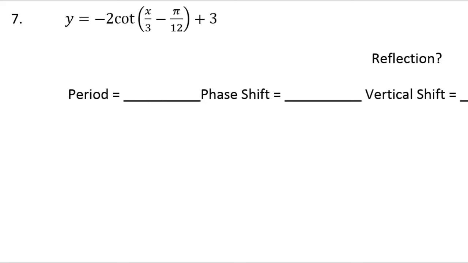In this video, I will show you how to graph a cotangent function that is reflected over the x-axis and has a vertical stretch, a change in period, a phase shift, and a vertical shift. So this function just has it all. Buckle up. First of all, I need to rewrite this mess.